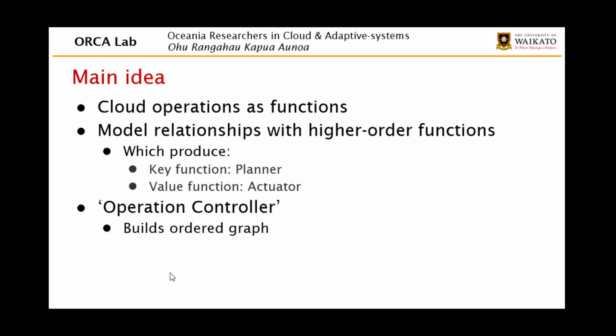And the operation controller walks through the graph of our functions and produces a final plan. And then after that, the operation controller navigates this graph, this plan, and executes it in order to run all of the cloud operations which need to be run.